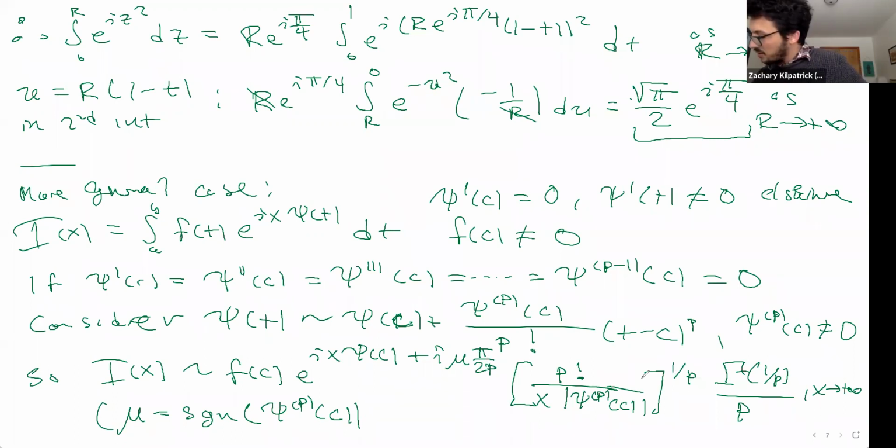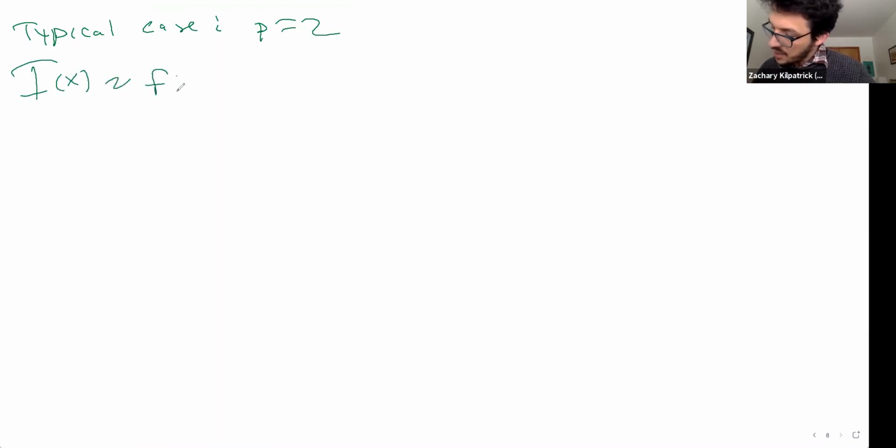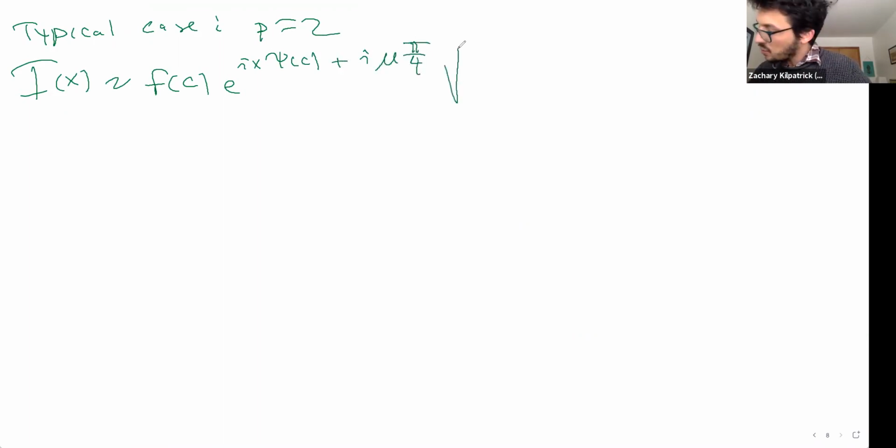But in general, your typical case, I'm almost done, don't worry, your typical case is going to be, of course, p equals 2. And in that case, you have this nice formula, which I can write out, which is f of c e to the I x psi of c plus I mu pi over 4 square root of 2 pi over x psi prime prime of c.